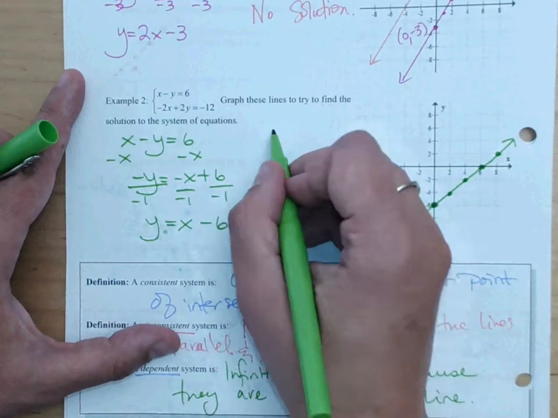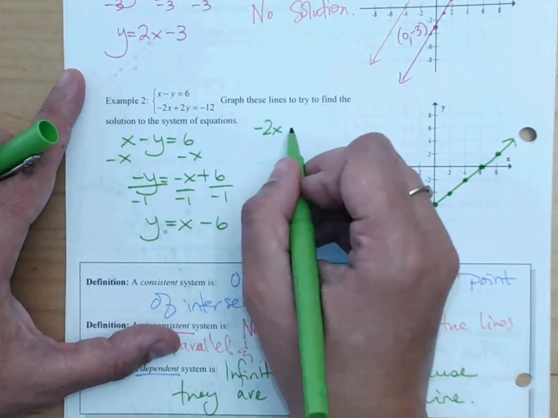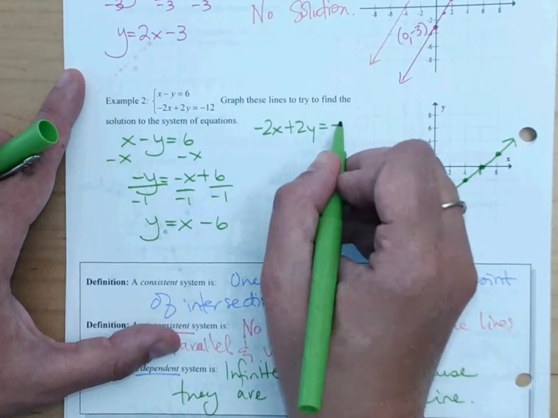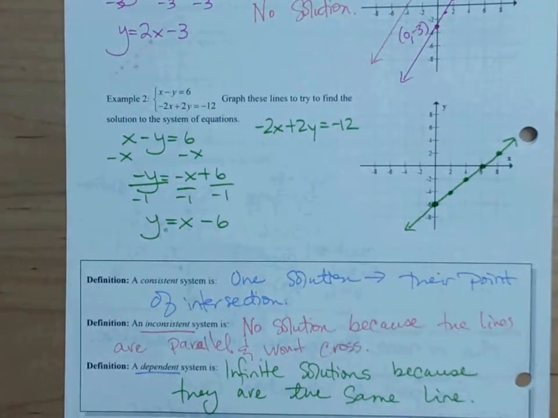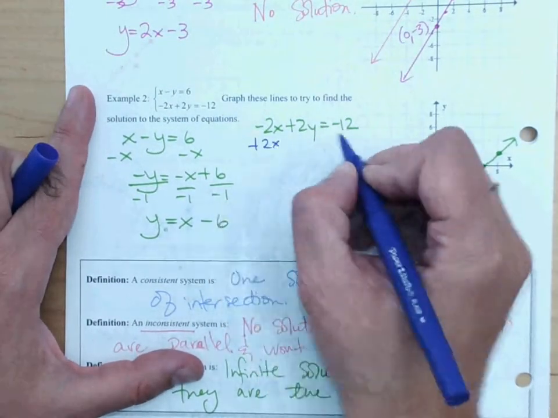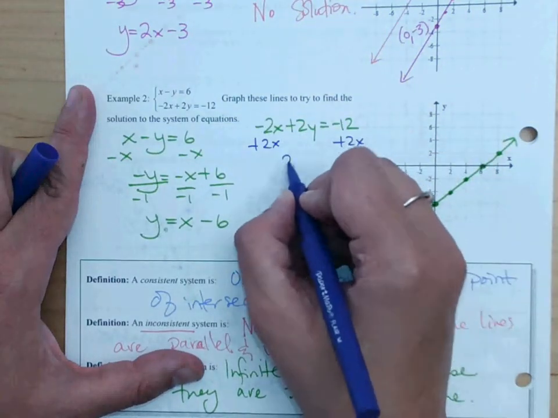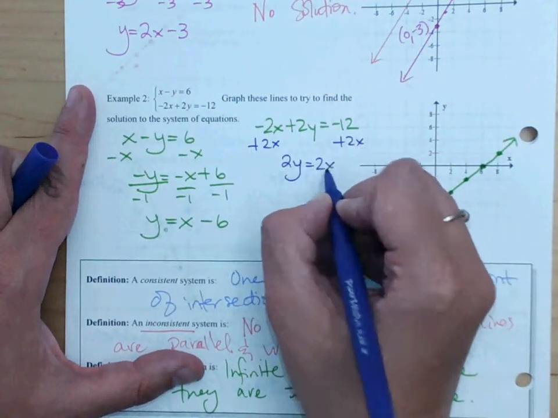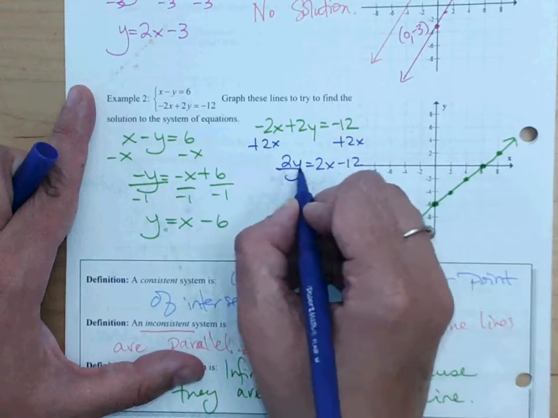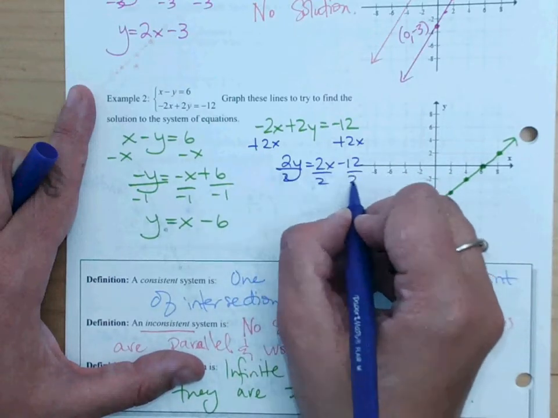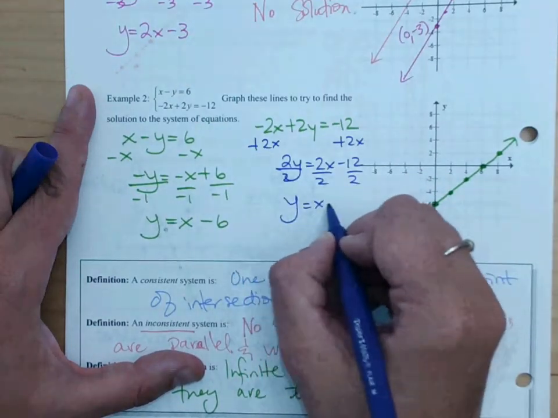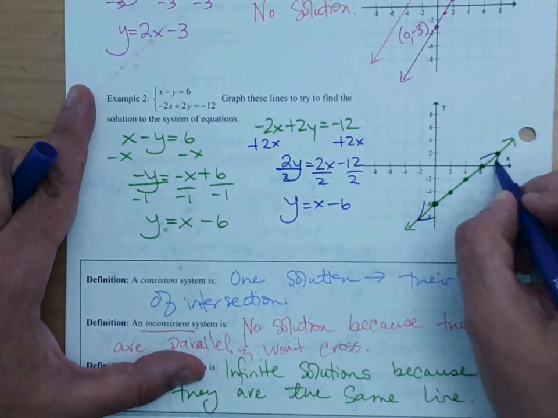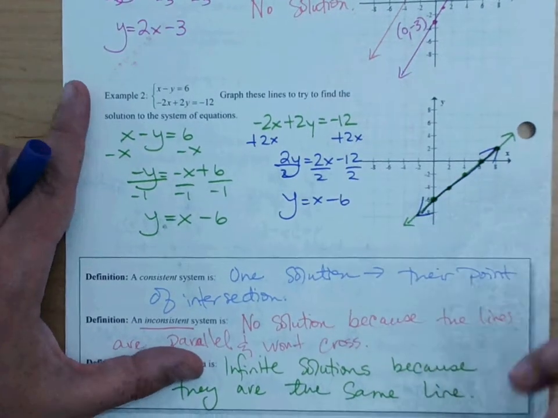Now let's look at the second equation. Negative 2x plus 2y equals negative 12. The first thing I'm going to do is add 2x to both sides. I get 2y equals 2x minus 12. Divide everything by 2. y equals x minus 6. It's the same exact line.